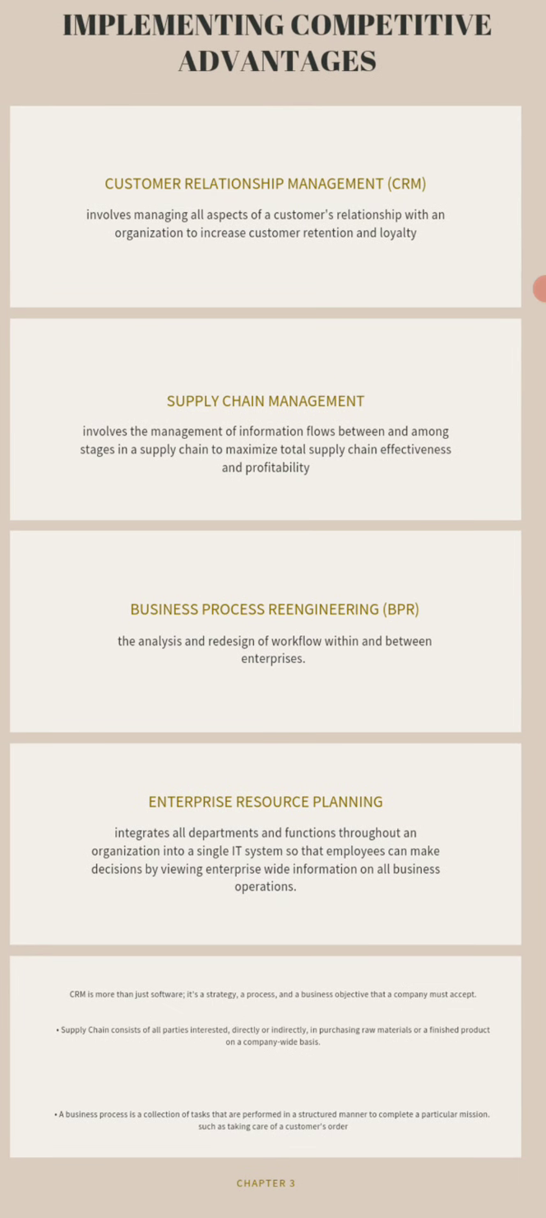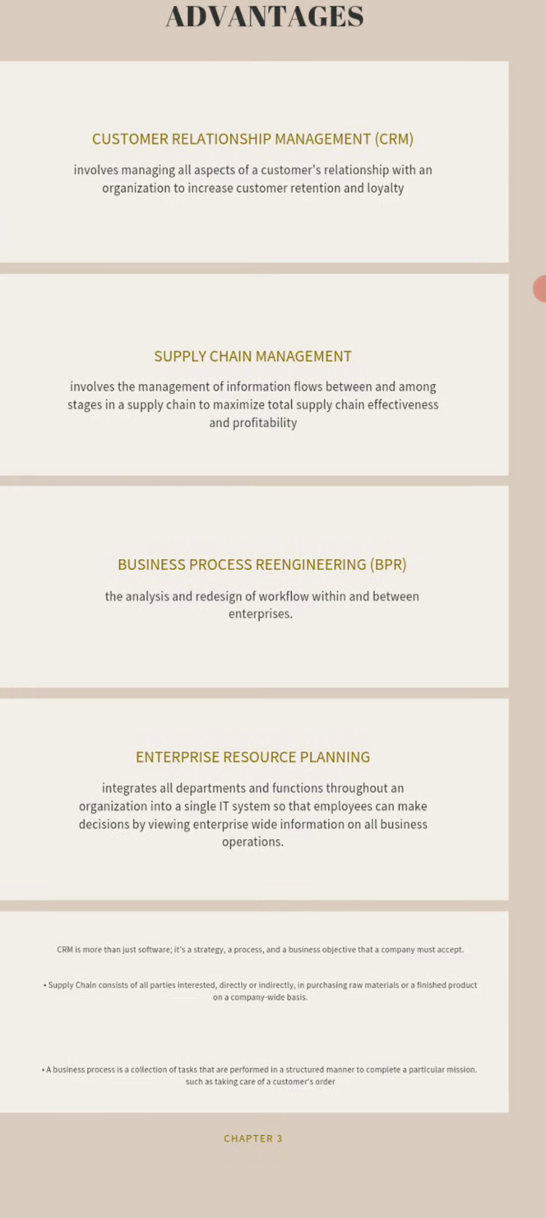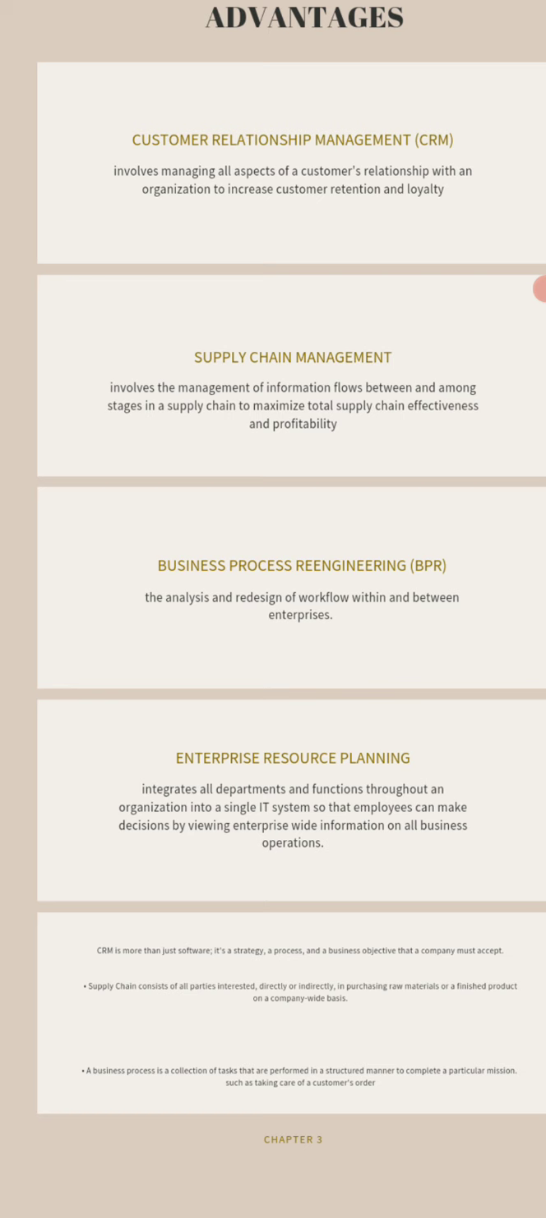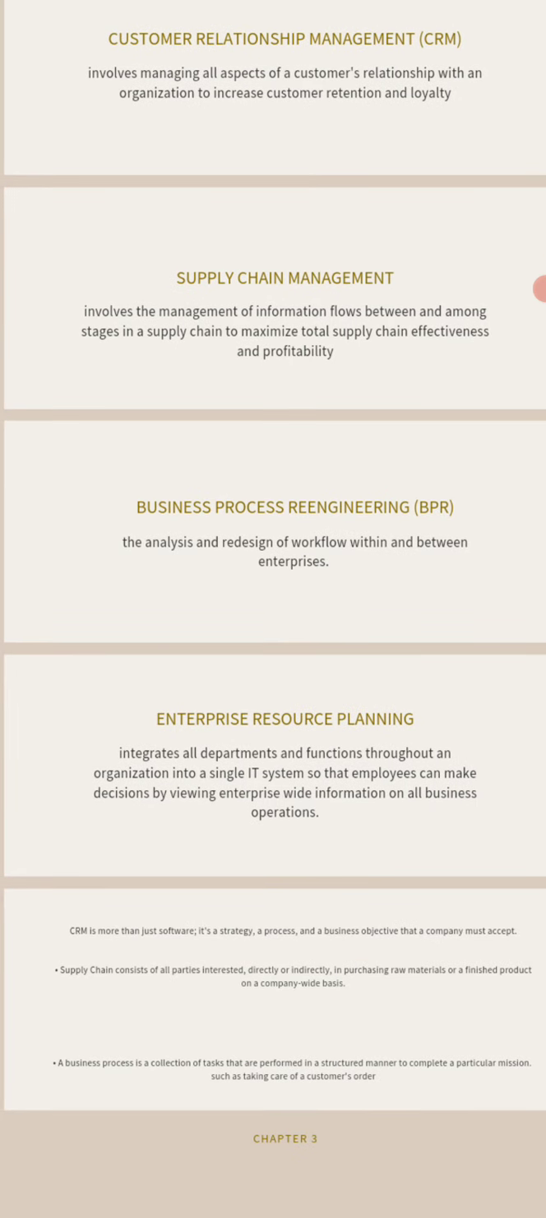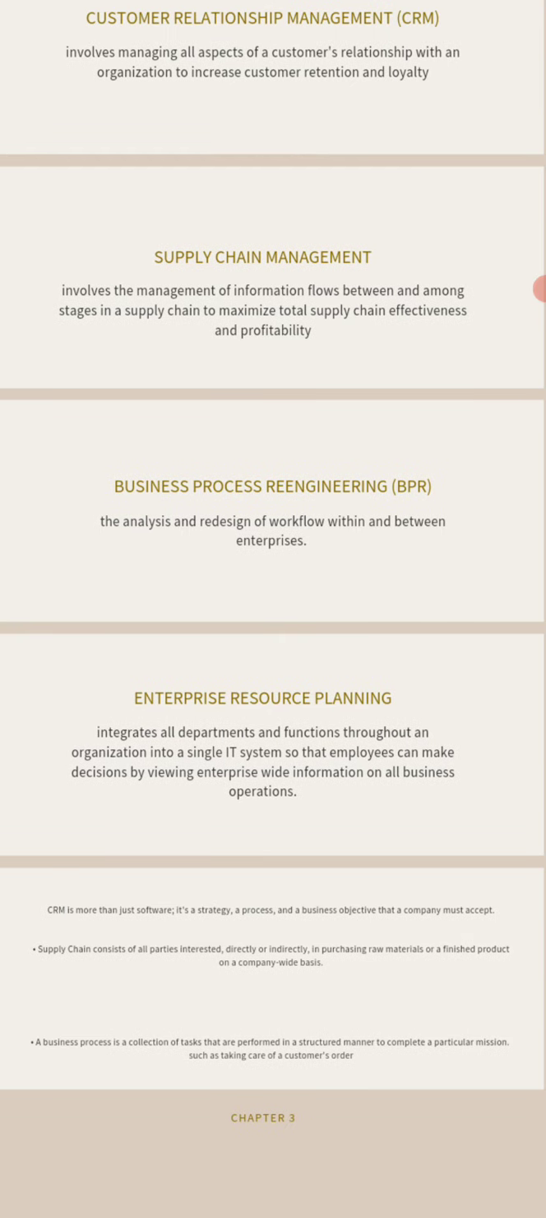It involves the management of information flows between and among stages in a supply chain to maximize total supply chain effectiveness and profitability. The third one is business process reengineering, BPR, the analysis and redesign of workflow within and between enterprises. The fourth one is enterprise resource planning. It integrates all departments and functions throughout an organization into a single IT system so that employees can make decisions by viewing enterprise-wide information on all business operations.